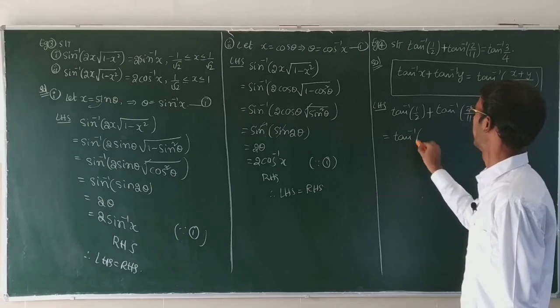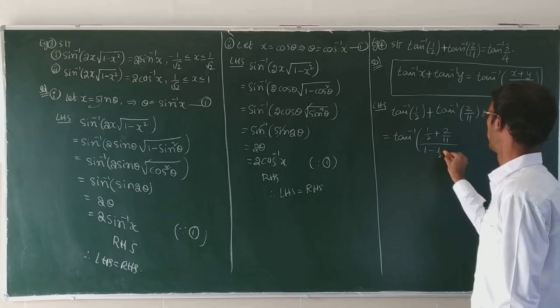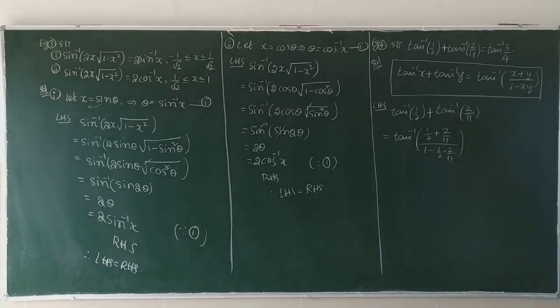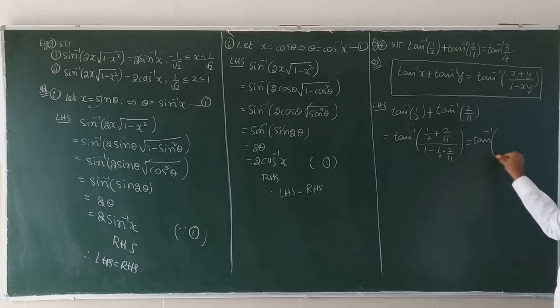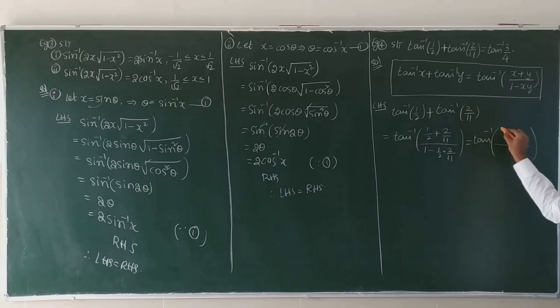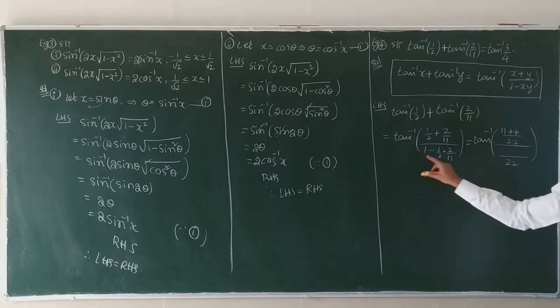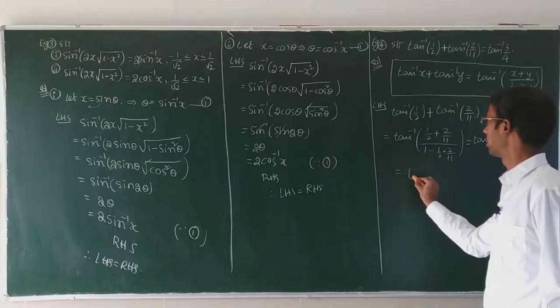Tan inverse of 1 by 2 plus 2 by 11 by 1 minus 1 by 2 into 2 by 11. Here, take the LCM. Tan inverse of, upside LCM is 22. 2 11s are 22. Cross multiply. 11 into 1 is 11. 2 into 2 is 4. Take the LCM here also, 22, so 22 minus 2. 22 gets cancelled.